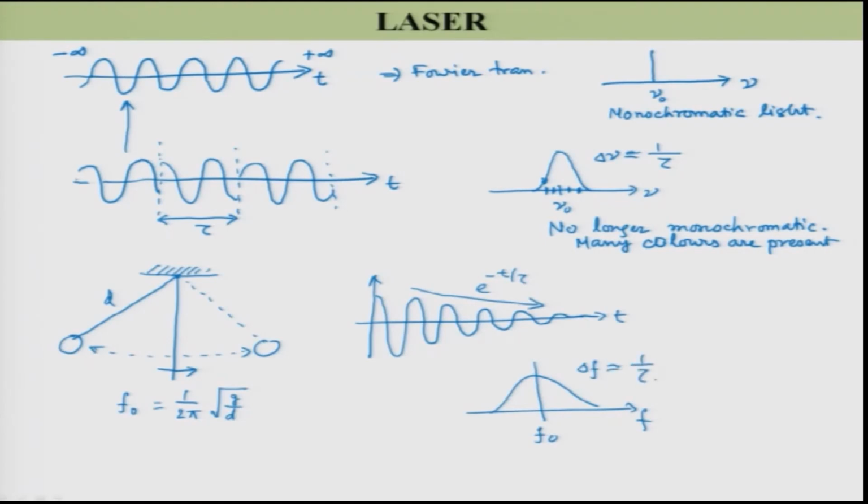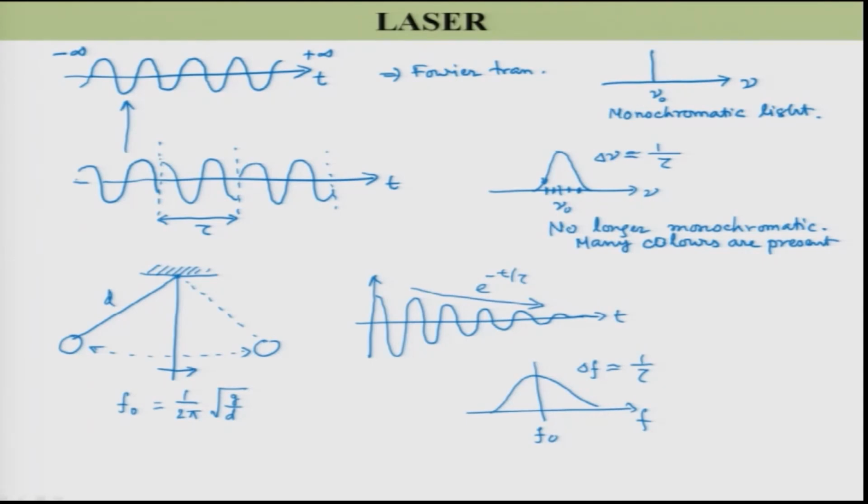Now, if you want to make a clock out of this pendulum, the ancient clocks of earlier days were made based on the frequency observed in this pendulum. Then this f0 has to be unique, only one value, otherwise the clock will not give you the correct time. So, for f0 to have a particular value, what do you have to do?